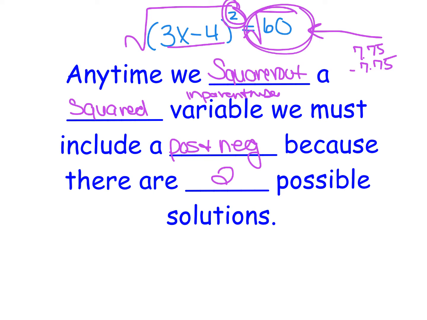So you need to remember that piece, that there are always two answers that when squared give us this 60 over here. So if you square root anything that is squared, you will always have two possible answers. So make sure you don't miss those two possible answers.